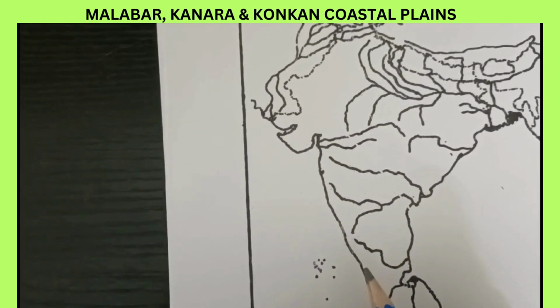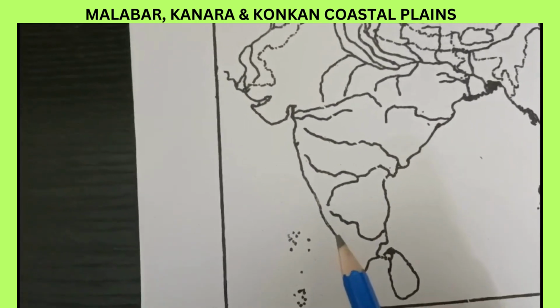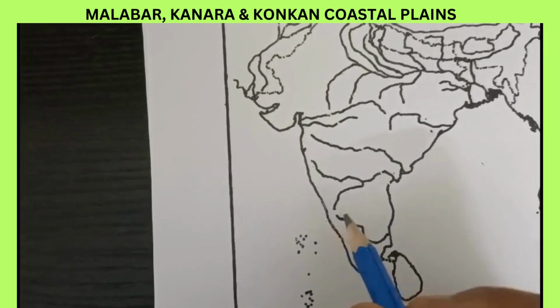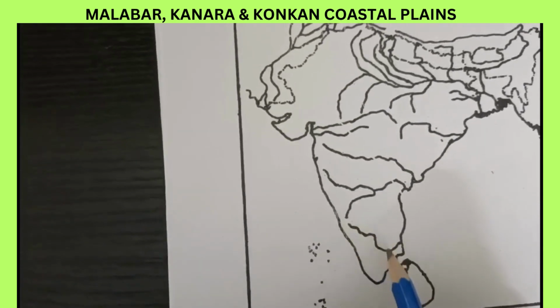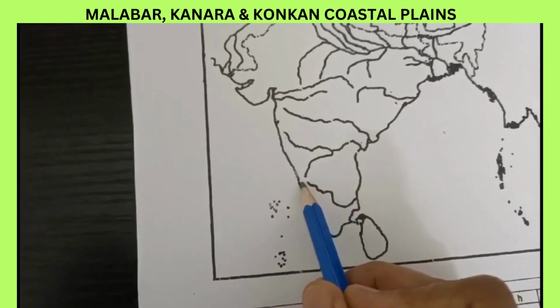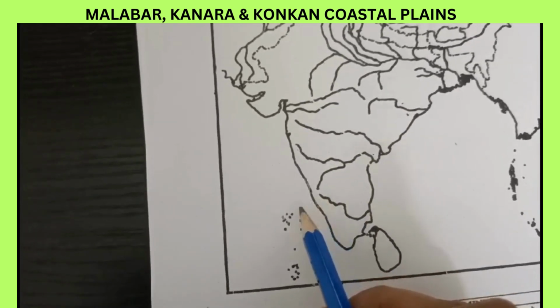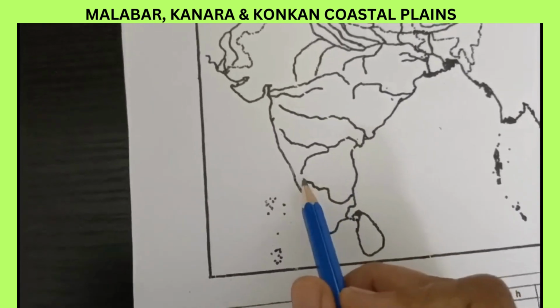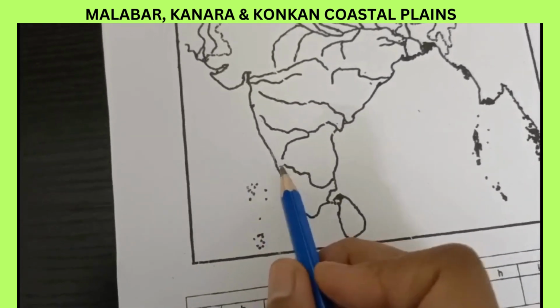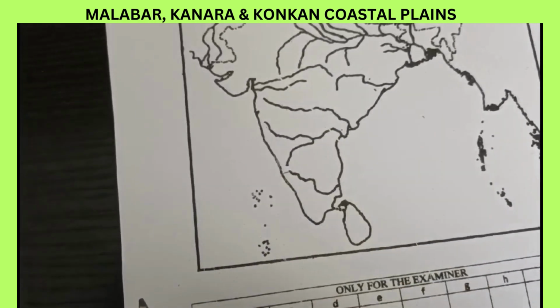The first coastal plain that we will mark is the Malabar Coast. We'll go from the south and then we'll go upwards. You see this river Kaveri. Now on the tip of river Kaveri, that will be your identification or demarcation line. Just draw one line here, to the tip of Kaveri.